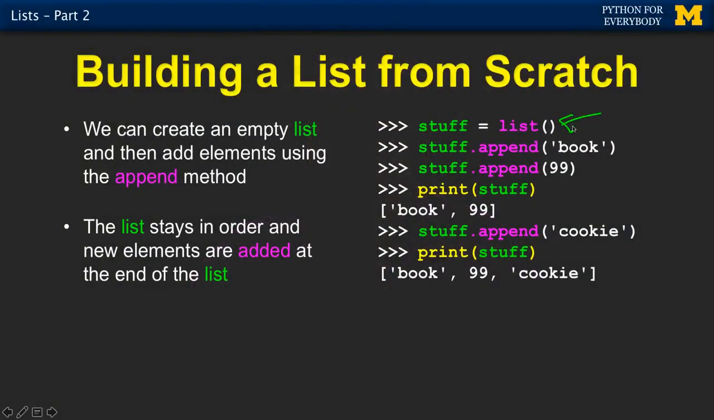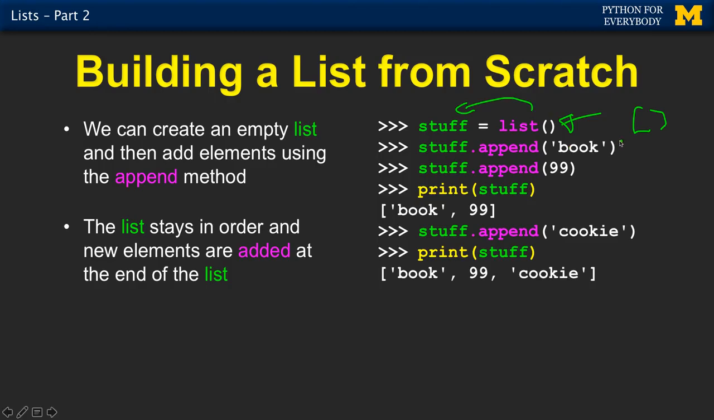There's a couple of ways to build a list from scratch. We're calling this a constructor, and so list is a predefined type. This is the type of list. So we say make a brand new list. So that's the same as saying give me an empty list and then assign it into stuff. So that is a list with nothing in it. So the length of that is 0.